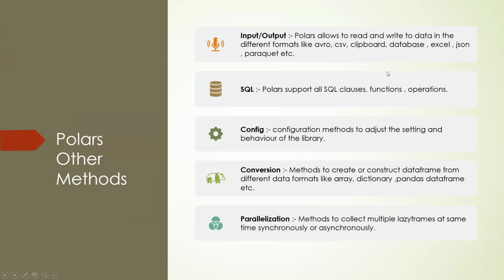There are some other methods which are supported. One is the input and output, which helps us in reading and writing the data in different formats. Like the data can be in the form of Avro, CSV, clipboard, database, Excel, JSON, or Parquet. It also supports an SQL interface. Polars has an SQL interface which supports all kinds of SQL clauses, functions, and operations. We also have some configuration methods which can adjust the setting and behavior of the library. Then there are some conversion methods to create or construct a data frame from different data formats like array, dictionary, pandas data frame, etc. It also supports parallelization methods to collect multiple lazy frames at the same time synchronously or asynchronously.